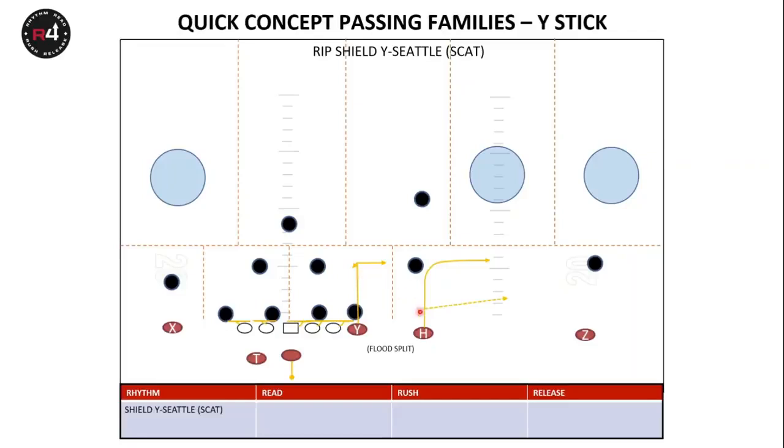The H receiver runs a quickie route. This is used against zone coverage. A quickie is a 4-step out route that breaks to 6 yards. Against man coverage, the receiver will run a 2-step arrow route.